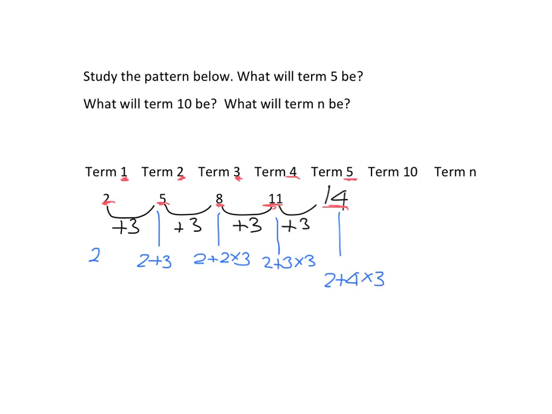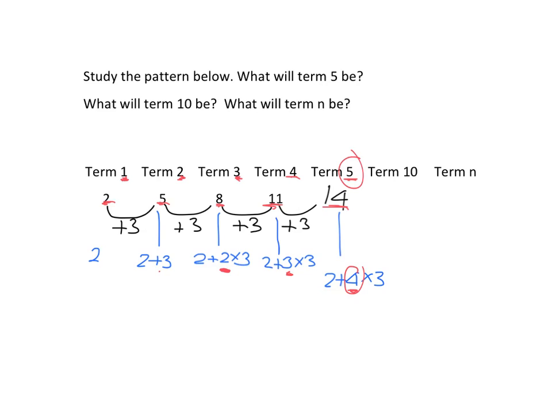Now this way of looking at it helps us see a pattern. When we had term 5, we had 4 lots of 3 being added on. When we had term 4, we had 3 lots of 3. When we had term 3, we had 2 lots of 3. When we had term 2, we only had 1 3. And when we had term 1, we had no 3s. So that gives us the pattern. We can see the relationship between the term number and the actual number is that you start at 2 and add on 1 less than the term number.